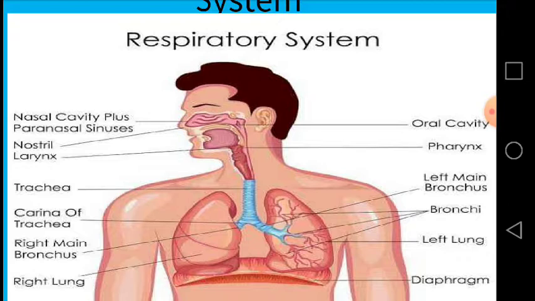At the top of the trachea is the voice box or larynx, which contains the vocal cords. When we speak, air passes over the vocal cords, causing them to vibrate and produce sound.